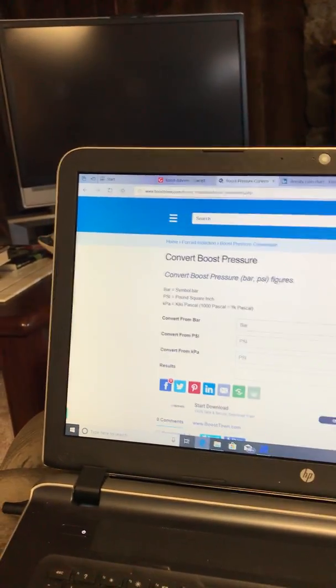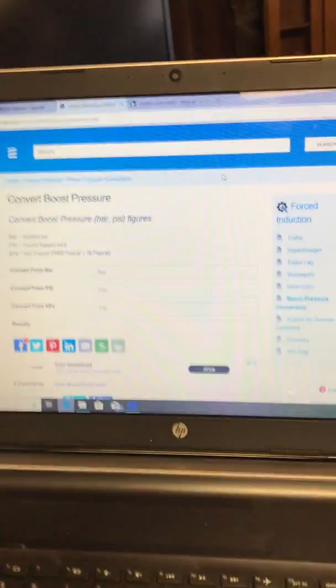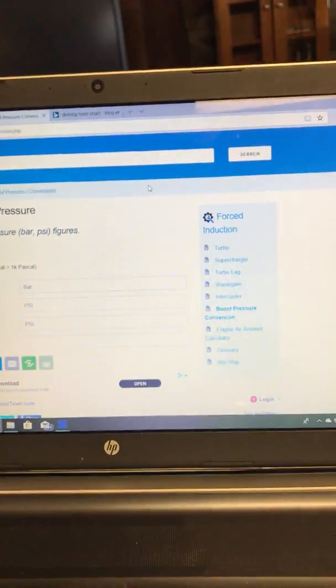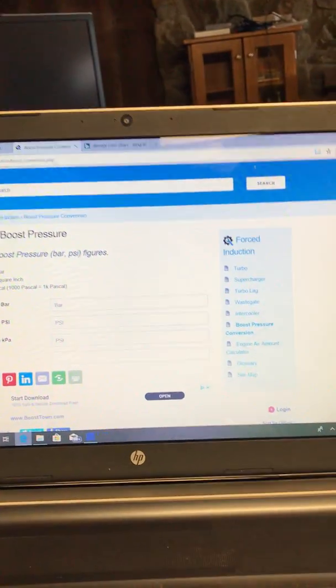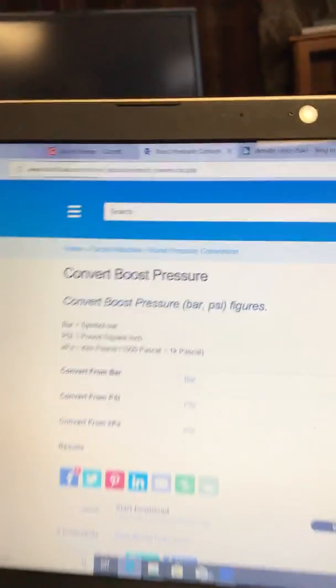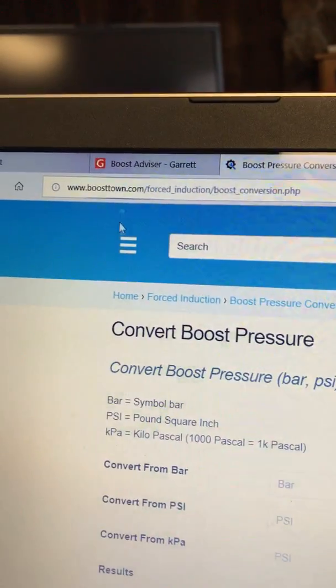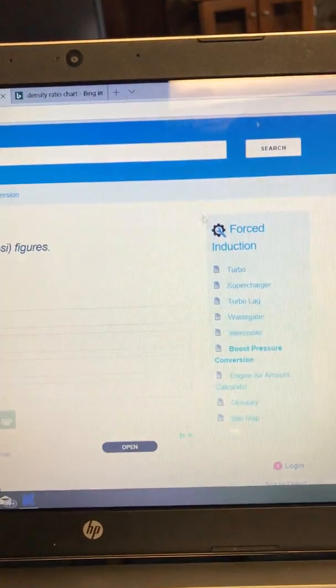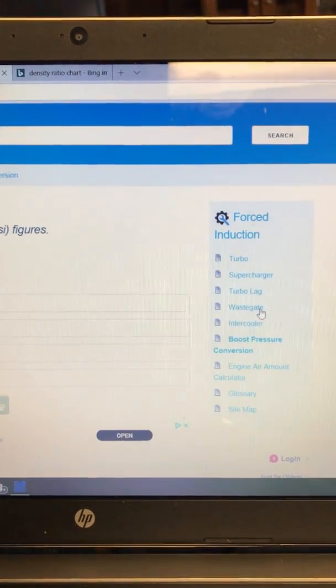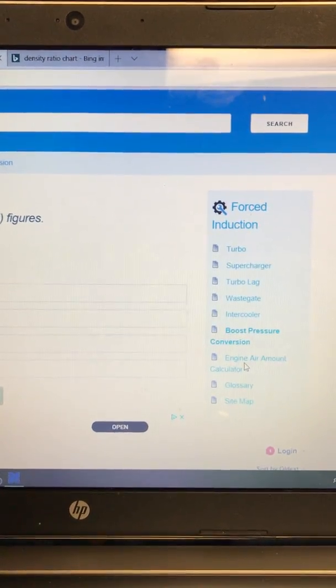So here's just a quick little thing, and I use these on my phone, but since I'm videoing with my phone, I'm gonna do it on a laptop. One of the sites I use is called Boosttown.com, and you go to the forced induction section and then go down to engine air amount calculator.